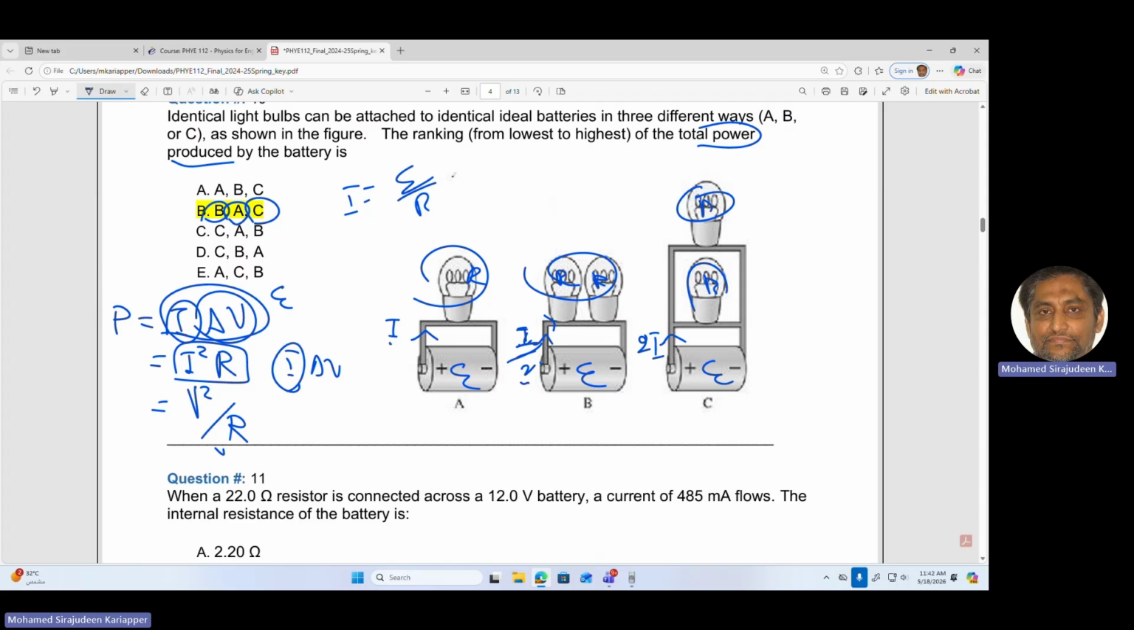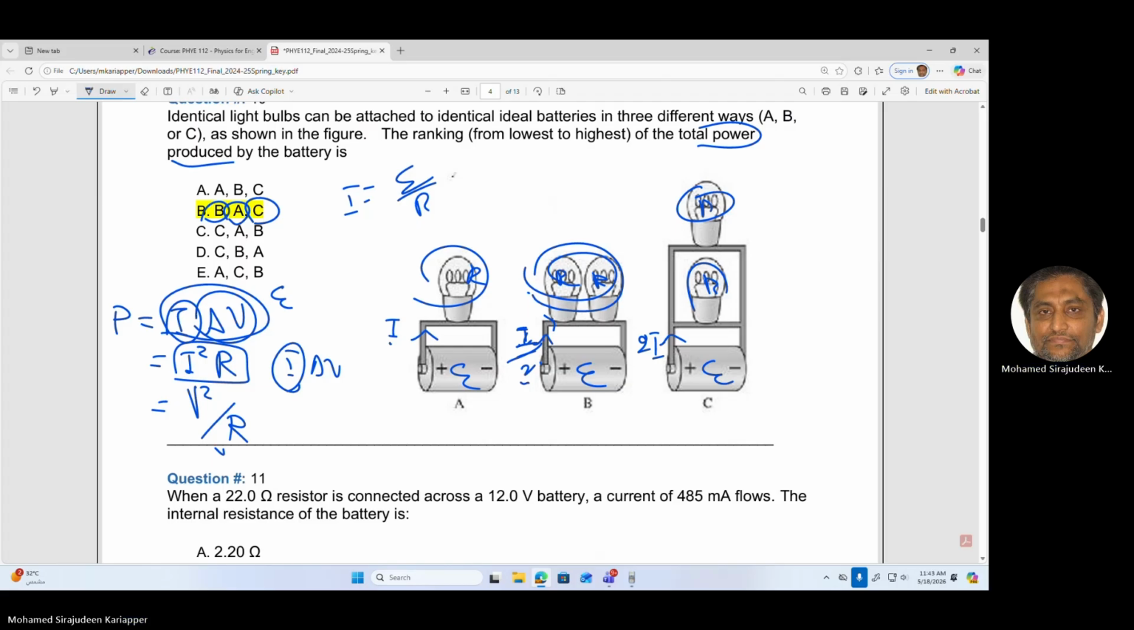R is the same in all bulbs. So you only look at the I. So the lowest brightness will be the one with I over 2. Next will be both of them, which will have the same brightness, right? Because R and the I are the same. And R is the same in all 5 bulbs. And the current maximum will be C. So the order will be, A and C will be the same brightness, right?